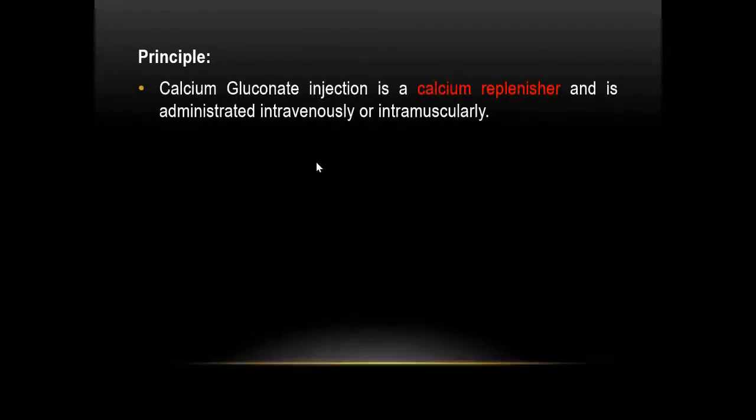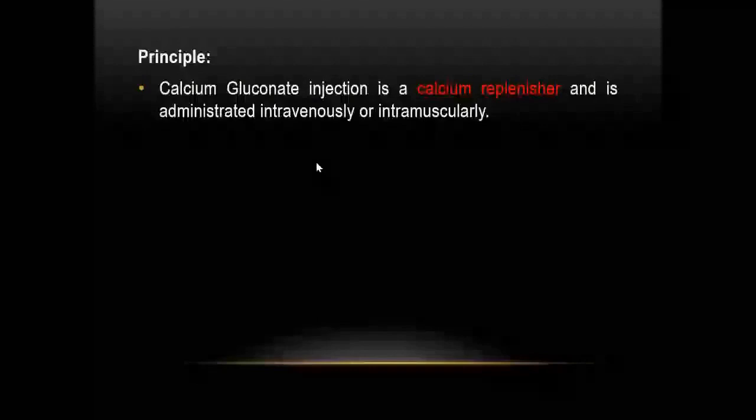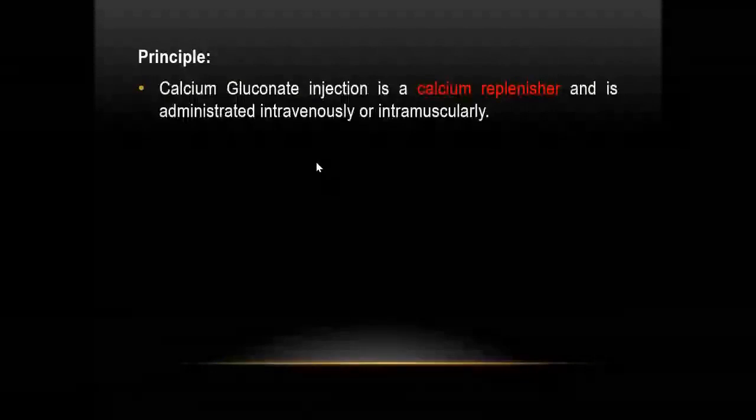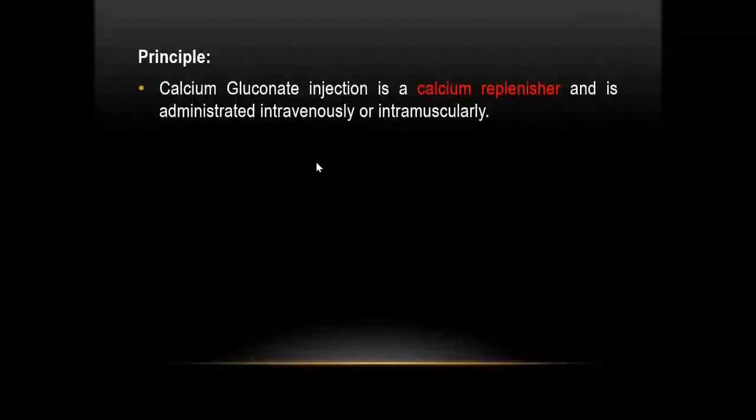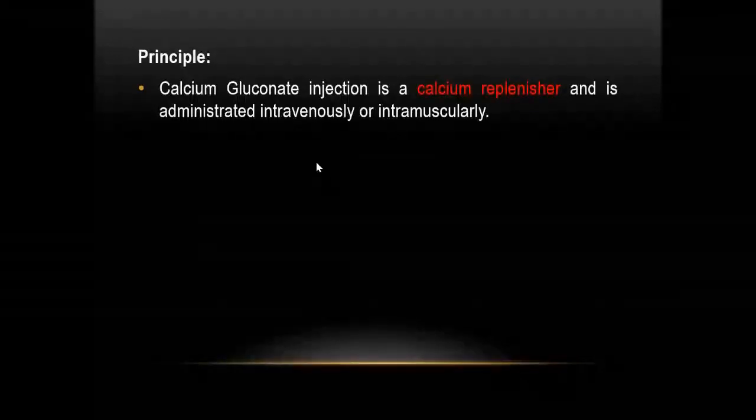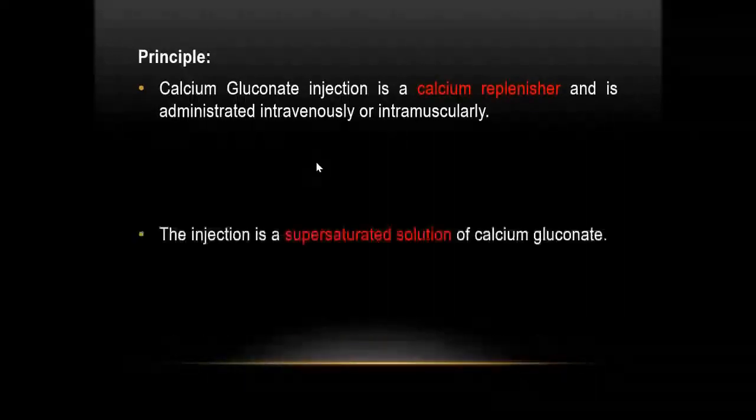So calcium is essential for the development of bones, teeth. It is also useful in the contraction of muscles and also useful in the heart and various other, also useful in maintaining tonicity of your blood. So these are the various applications of calcium. So that's why calcium is very important. It is an essential ion in your body, and it is usually administered intravenously or intramuscularly.